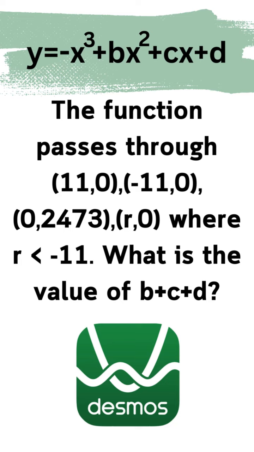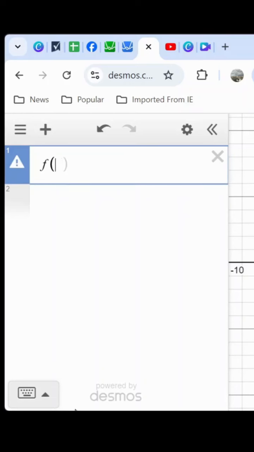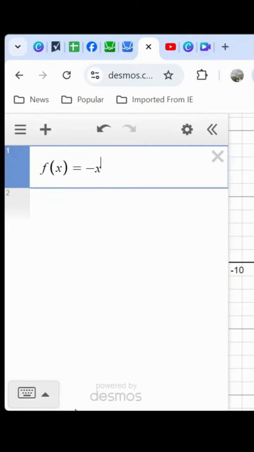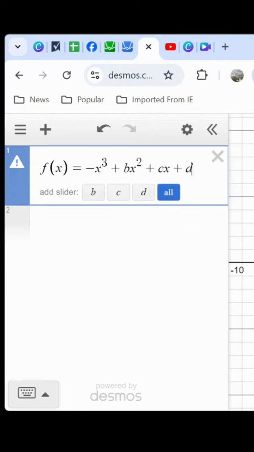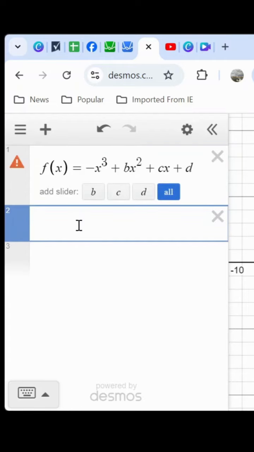Okay, I'm going to show you on Desmos how to solve this. All right, so let's go. Start out by putting in the function f of x is equal to negative x cubed plus bx squared plus cx plus d. Okay, let's set up a set.